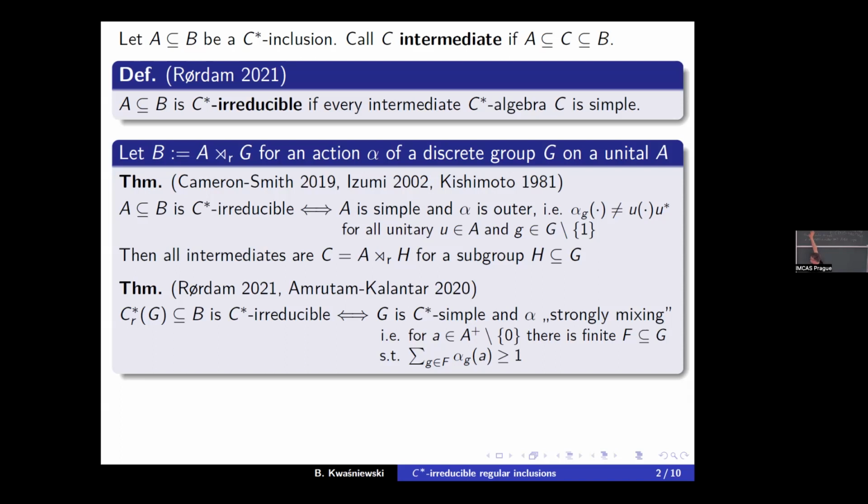So this is a famous notion now. And then there is this condition. So maybe, in order to understand it, I will just say what Amrutam and Kalantar proved.